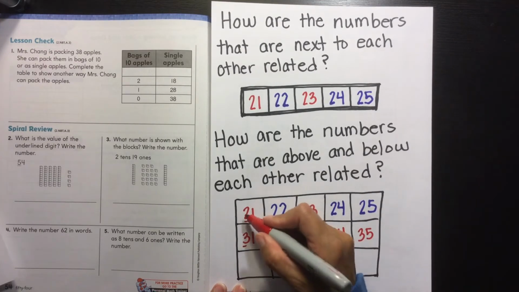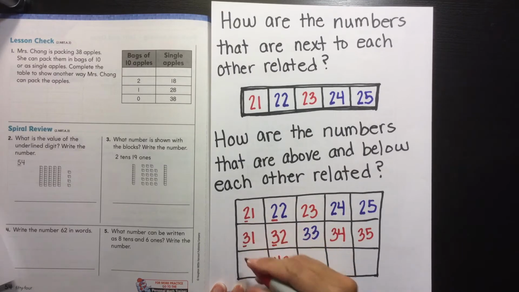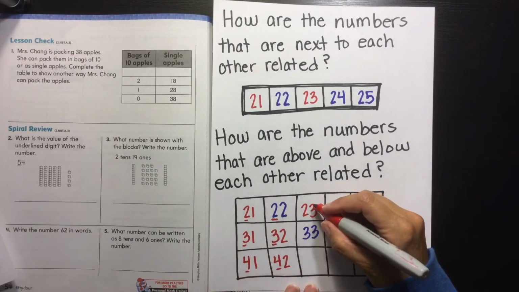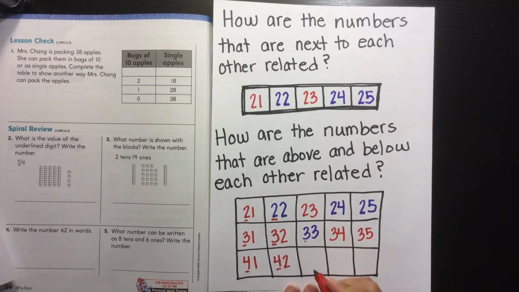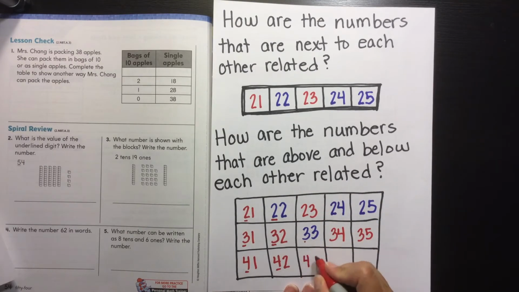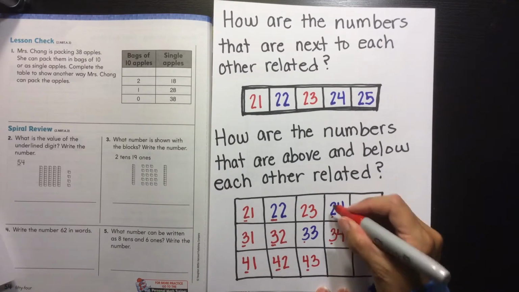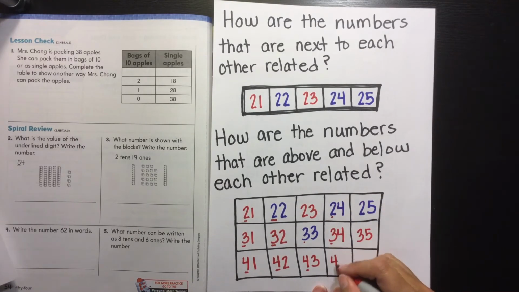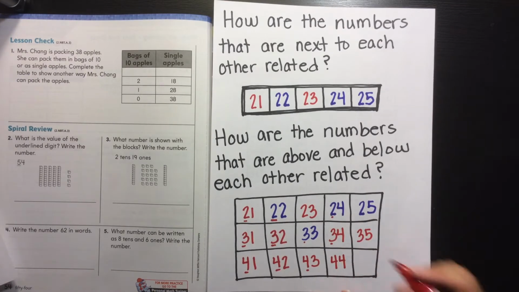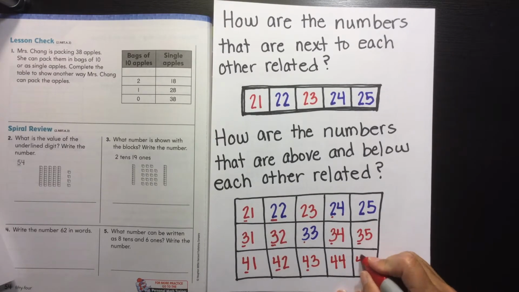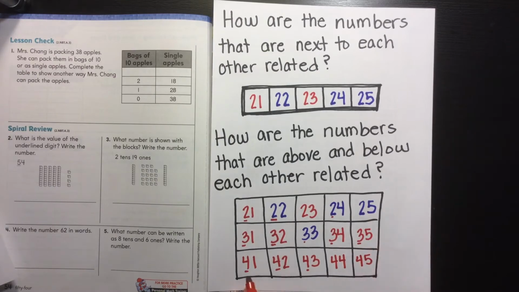Again, let's continue going down, adding 10 more. One more 10 would be 41. Over here, we have 23, 33. One more 10 would be 43. And if we look at the tens again, going down, one more 10 would be 44. And over here, one more 10 would be 45. And you always can double check your work going back and forth.